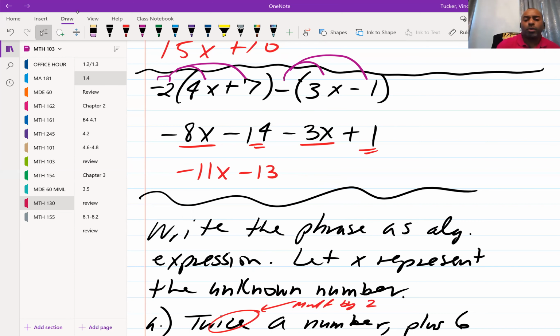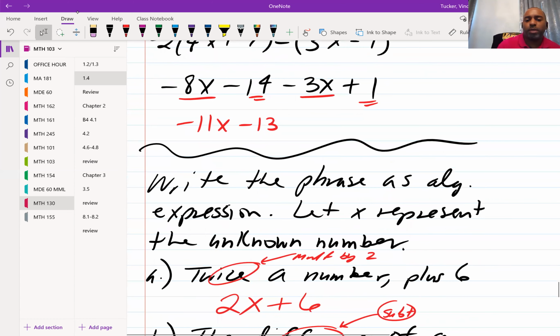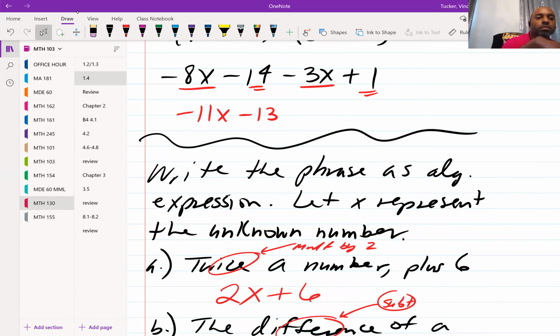All right. So the first one says twice a number plus 6. So if you're going to twice a number, that means you're multiplying it by 2. And then it says plus 6, and that's the addition of 6. So that's why we have 2x plus 6 to represent that expression or that sentence.